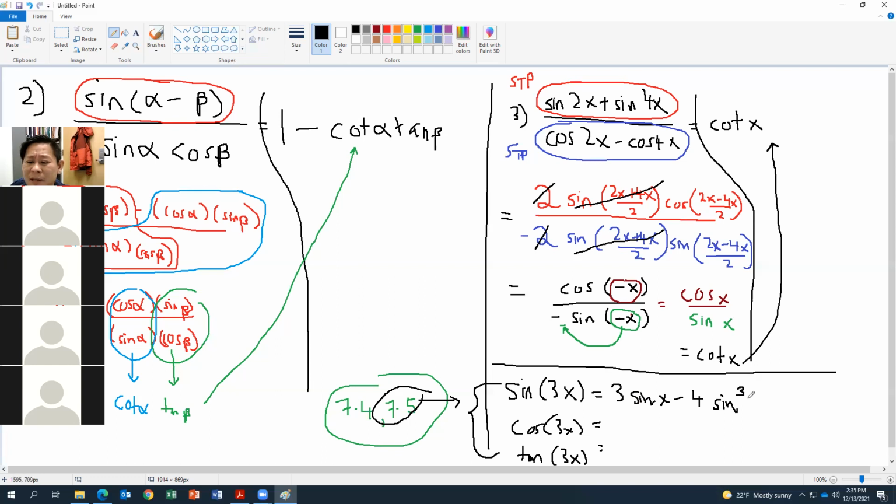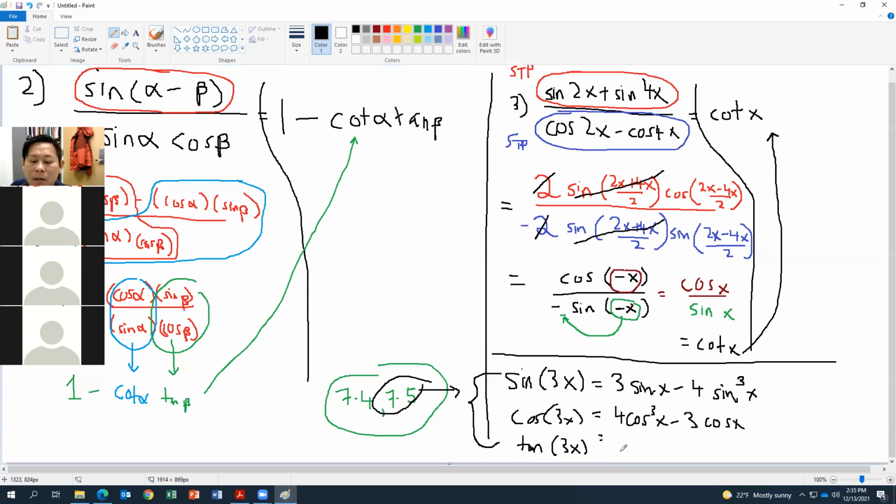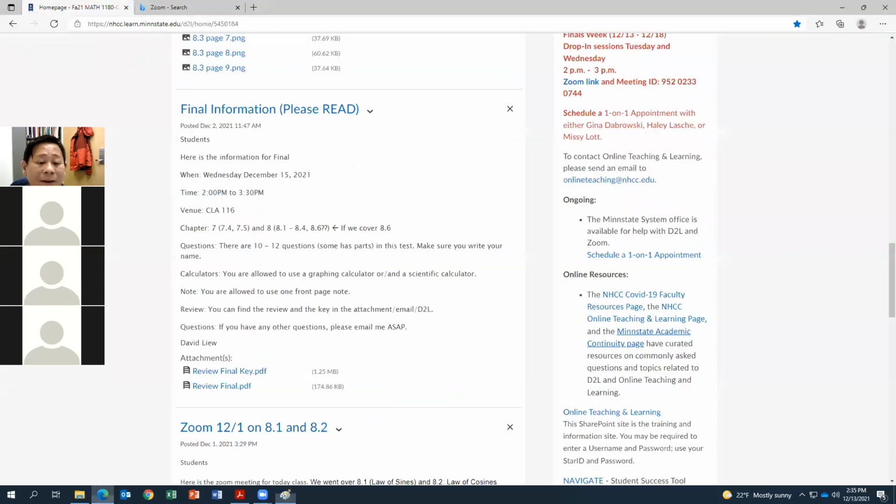So you have to prove this. And cosine 3x is the other way around. It's 4 cosine cubed x minus 3 cosine x. And the tangent 3x is an easy one. This one I think is going to be, ooh, I do not know. I forgot what that one is.